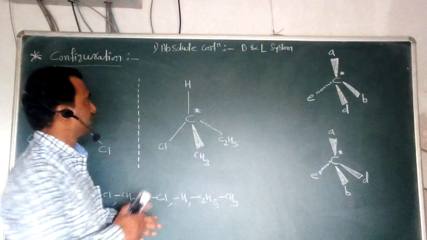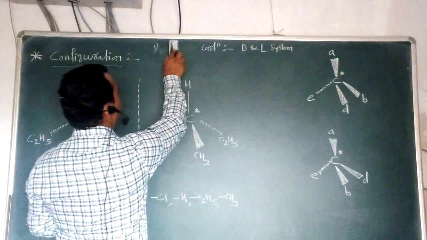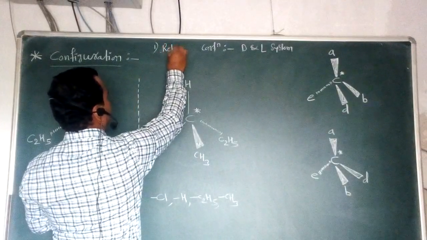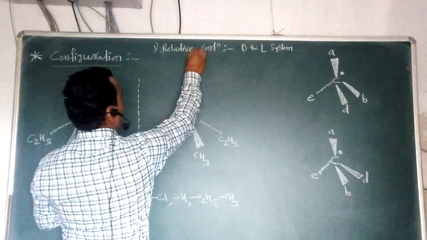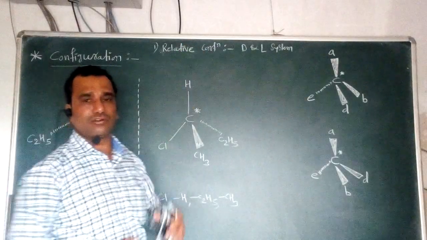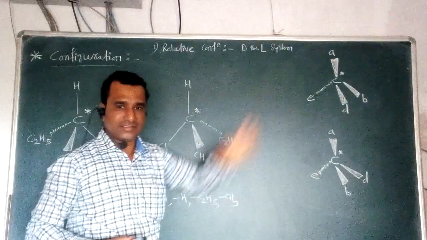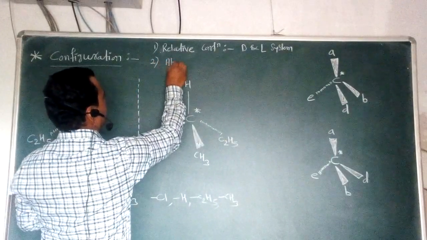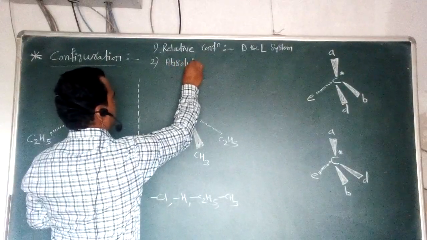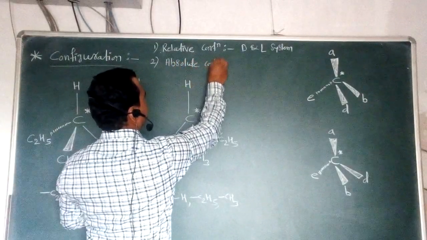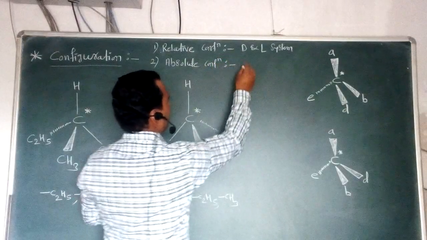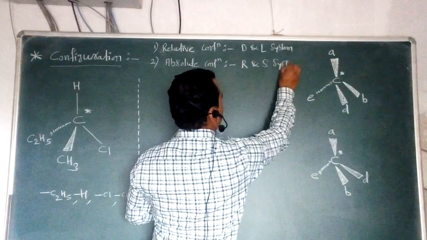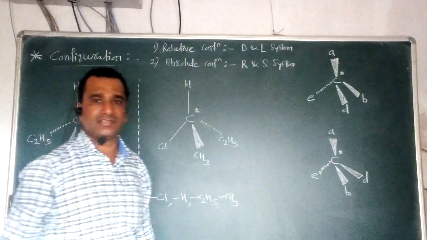Sorry, it is not the absolute, the first is the relative configuration. In this relative configuration, we consider the D and L system. And the second important configuration is the absolute configuration, in which we consider the capital R and capital S system.